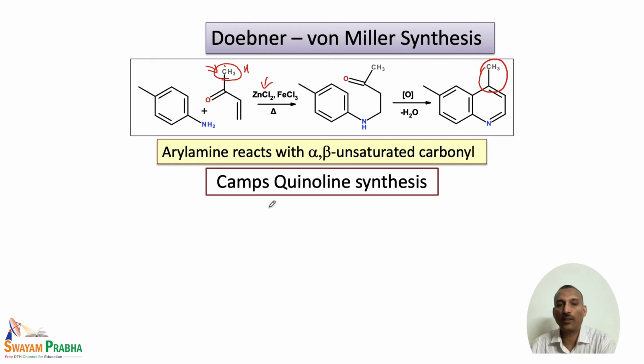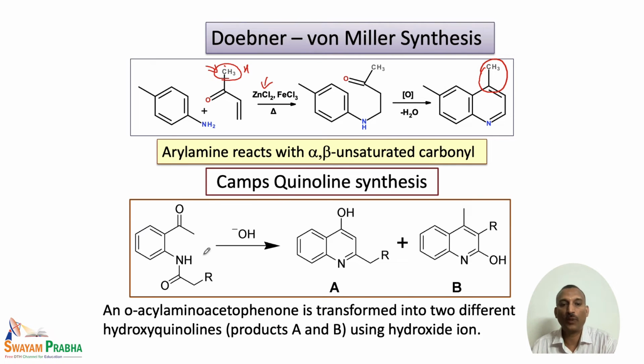And the next one is the Camps quinoline synthesis. In this particular case, the starting material is ortho-acylaminoacetophenone. If you look, this is simply acetophenone, so there is an acyl, an amido unit, present in the ortho position. So ortho-acylaminoacetophenone is the starting material. This, in the presence of a strong base, is transformed to the cyclic product. That means we end up with the 2-hydroxyquinolines, product A and product B. Two types of products are possible. So this is another method of preparing quinolines.